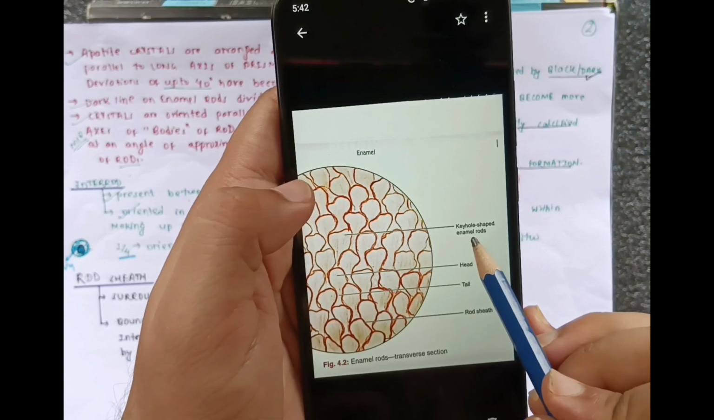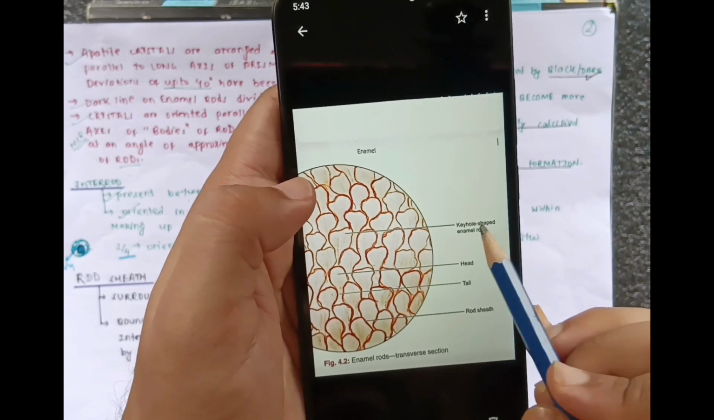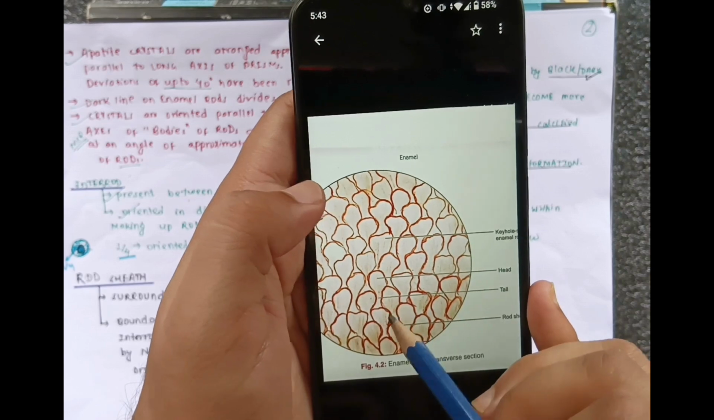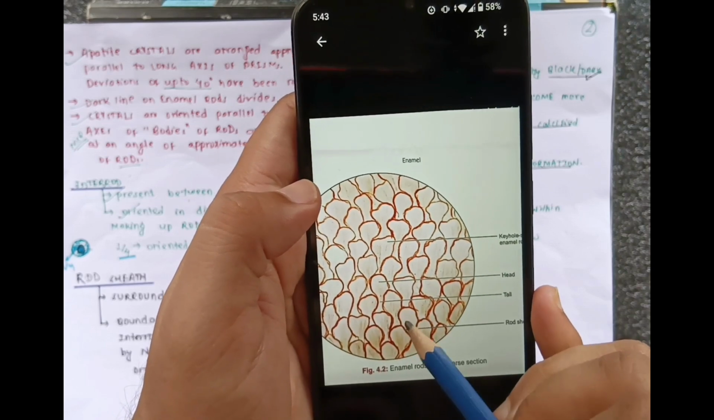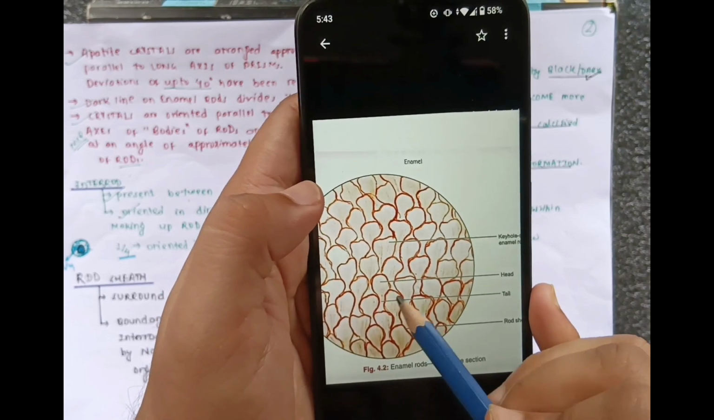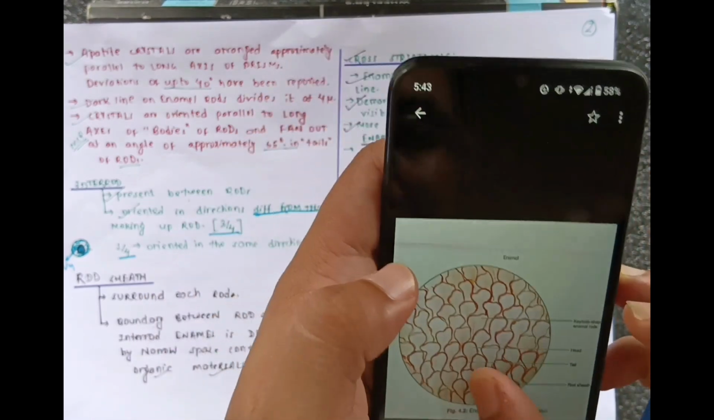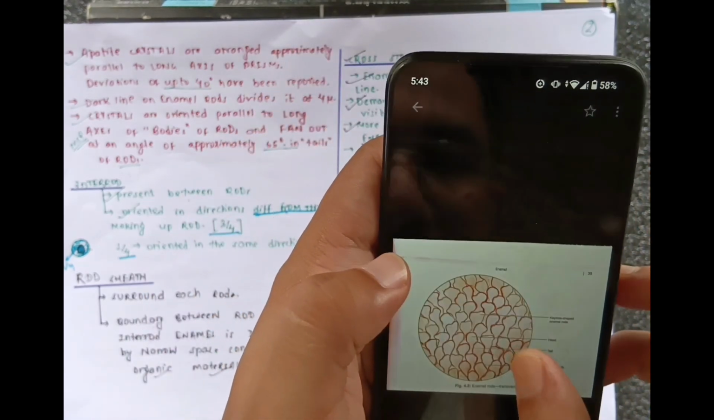Here we have written keyhole shaped enamel rod, that is similar to the fish scale's head, and there is a tail and the rod sheath. This darkish brownish line that is present is delimiting the rod. They are the rod sheath, which constitutes the organic component. Organic materials are present at that rod sheath.